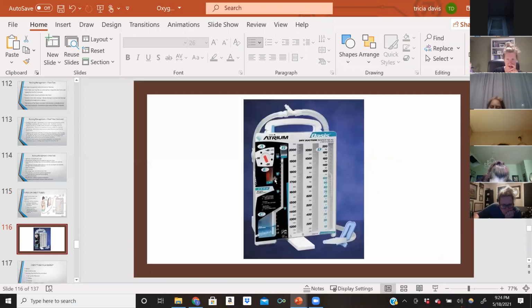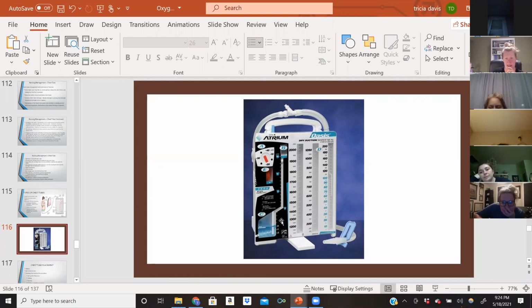This is another type. This is the kind we actually use where I work. This is the Atrium. So right here, the doctor's going to tell you what number he wants it on. Usually they come back from surgery with these. They're already set up. And then there's orders in the computer. So you verify them in the computer.